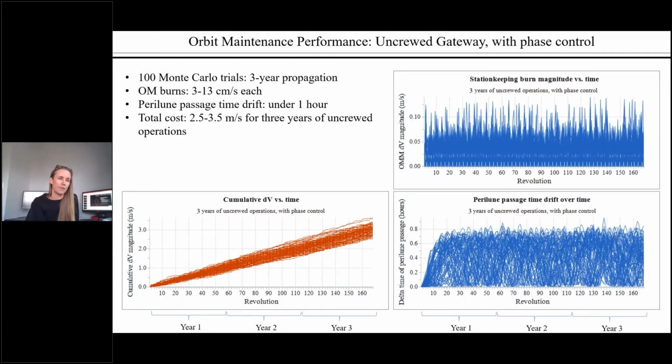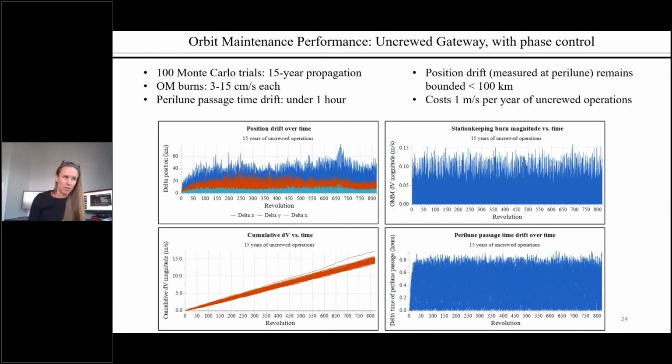If we look at the same thing for 15 years, this is sort of the money shot here, we do see that it works nicely for the full 15-year baseline orbit. We'll start here on the bottom right. This is the perilune passage time difference between the baseline and the propagated trajectory. And this is 800-something revolutions, so it's 56 revolutions per year. And we've got 15 years going on here. So for the whole 15 years, all 100 trials remain less than an hour away from our baseline. And you can see the cumulative delta V stays at about, we've got one little outlier going on here, but it stays generally about 1 meter per second annually.